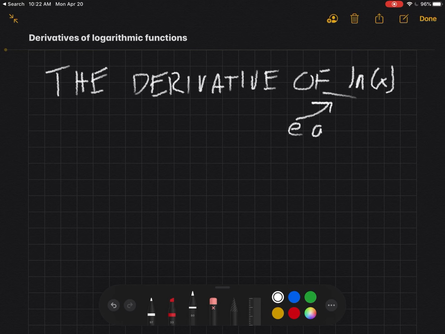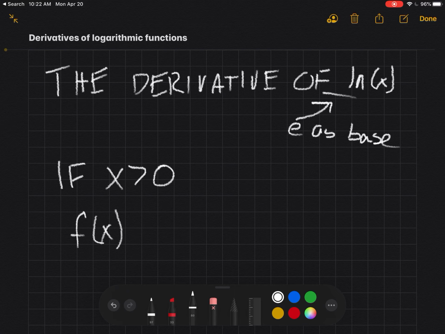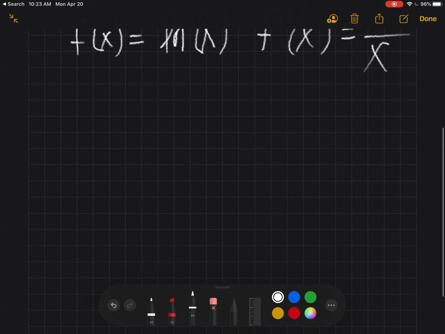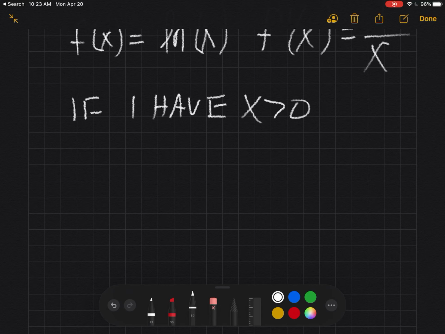In this video I'm going to talk to you about the derivatives of logarithmic functions. First we're going to talk about the derivative of the natural logarithm, the function ln of x. That's a logarithm that uses e as the base. If x is strictly greater than 0 and my function f of x is equal to the natural log of x, then the derivative of that function is equal to 1 over x.